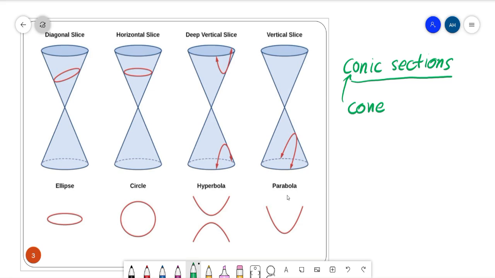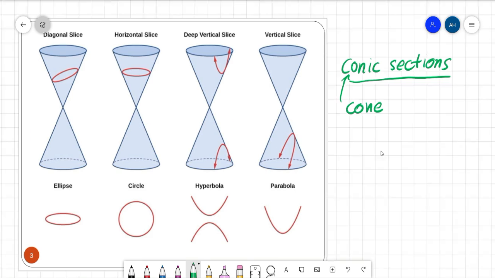Now, a parabola, we can also create from a cone like this. If we do the cutting in this way, we are going to have a parabola like that. So that's why we say these four shapes are conic sections, because these different shapes come from a cone.